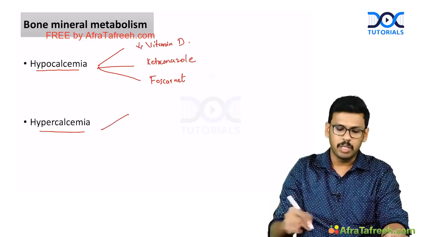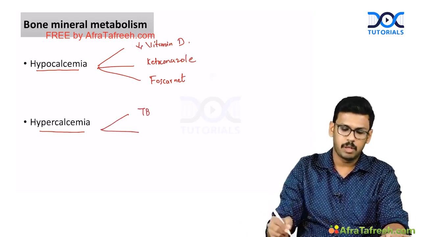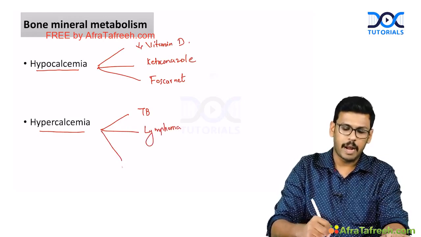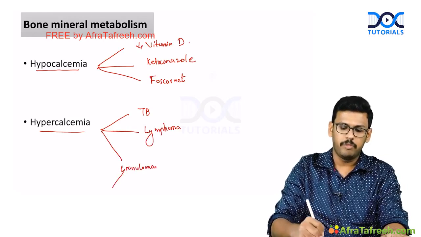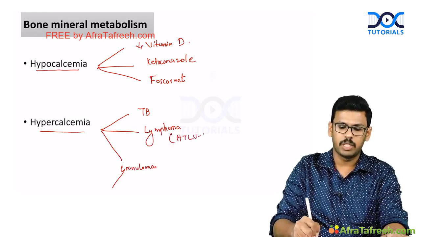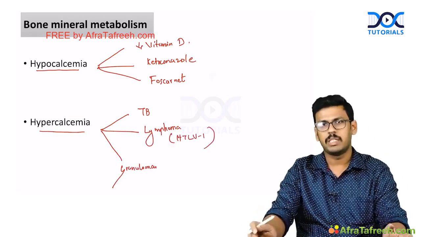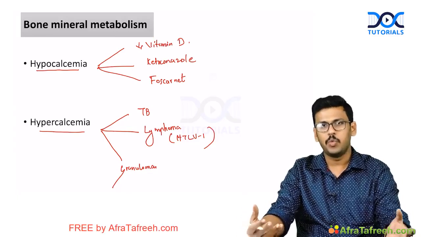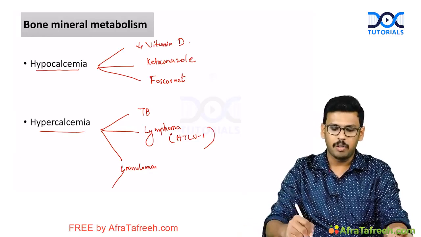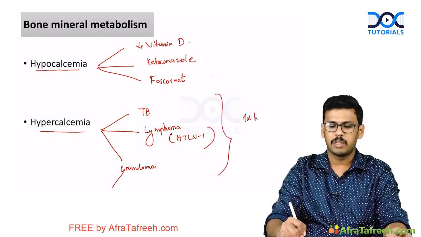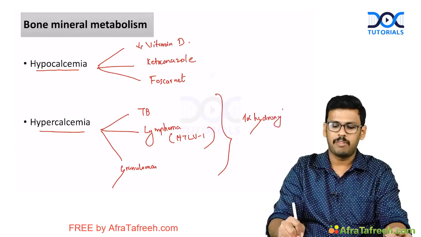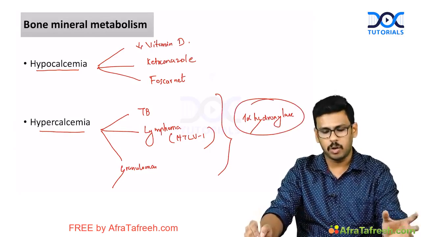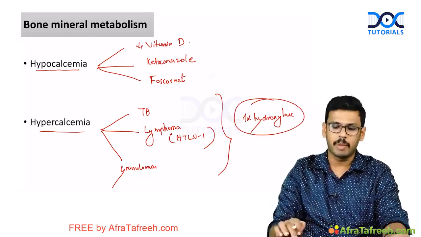Hypercalcemia can occur with tuberculosis, with lymphoma, or with fungal granulomas. Lymphoma, specifically HTLV1 associated. Tuberculosis and granulomas will all express 1-alpha hydroxylase. The granulomas will express 1-alpha hydroxylase, and that will result in active vitamin D3 formation, resulting in PTH independent hypercalcemia.